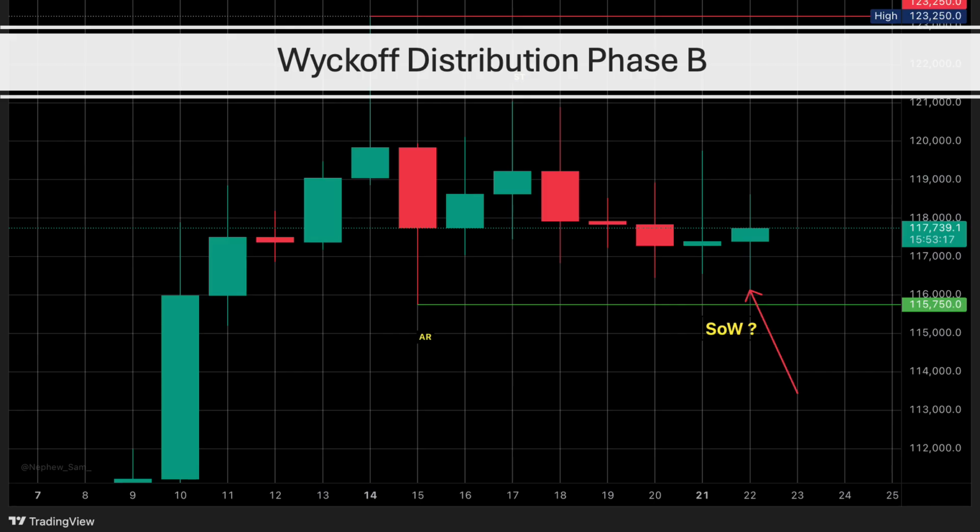For example, today, July 22nd, 2025, the price found support close to the distribution range low at $116,123 and formed a bullish hammer candle. Should we consider it as the anticipated sign of weakness event, or should we hold a bit longer for a touch or breach of the range low? These are the kind of dilemmas that no class can answer. You'll have to figure it out alone and either reap the rewards of your decision or pay the piper.